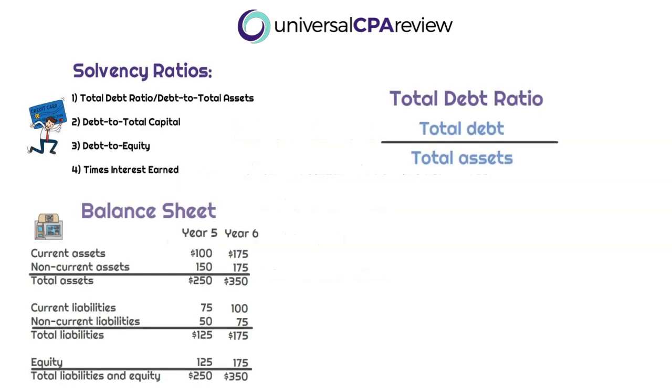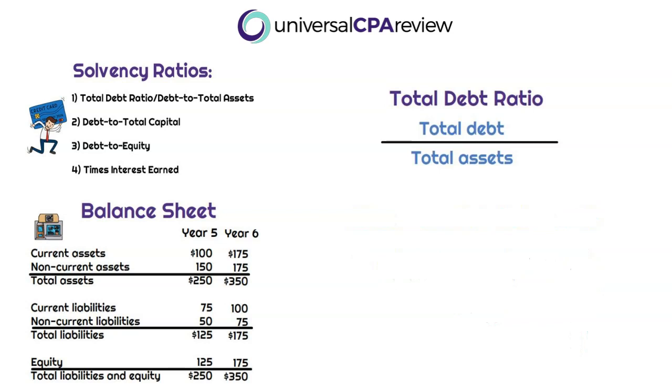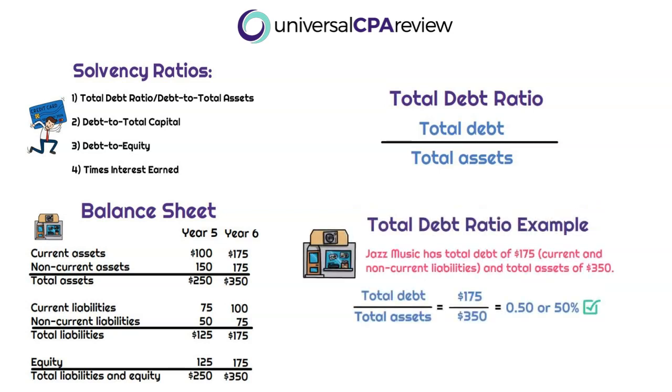Starting with the total debt ratio, this ratio indicates the percentage of a company's assets that are provided through debt. As you can imagine, the higher the ratio is, the higher the amount of assets financed with debt, and that can be risky. The formula is total debt divided by total assets. In our example, total debt for Jazz Music was 175 on total assets of 350. Dividing 175 by 350 equals 0.5 or 50%. That means 50% of Jazz Music's assets are financed with debt.